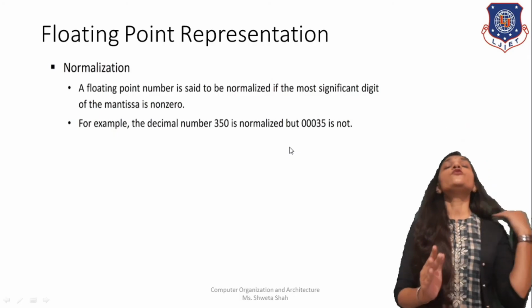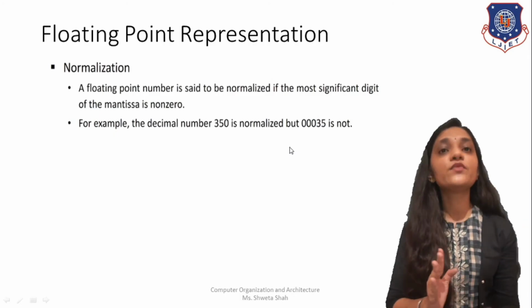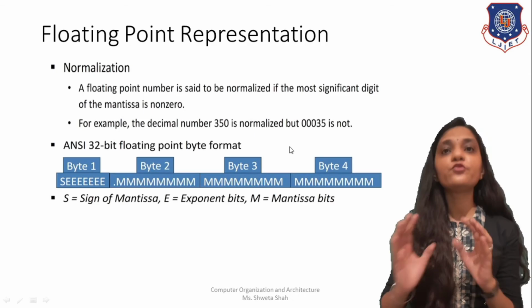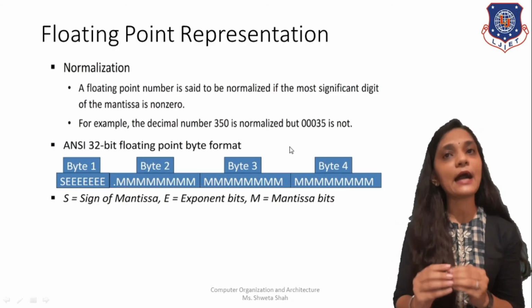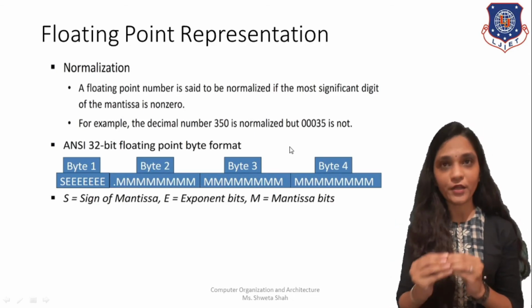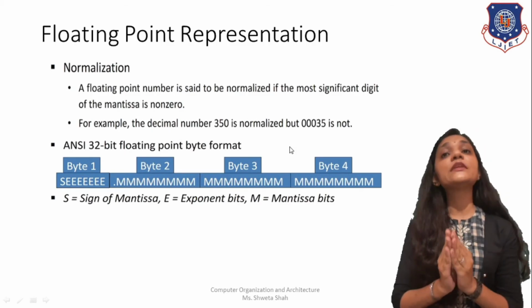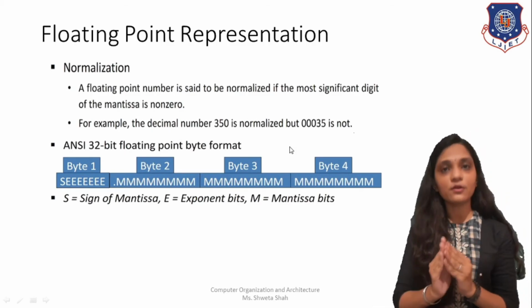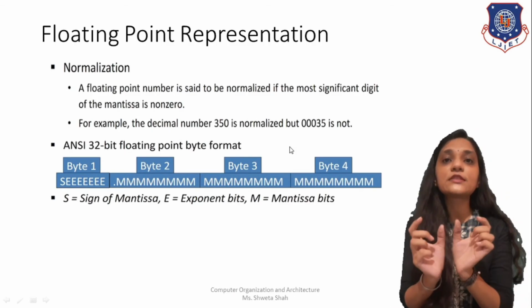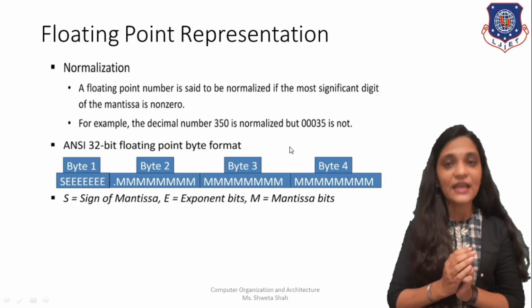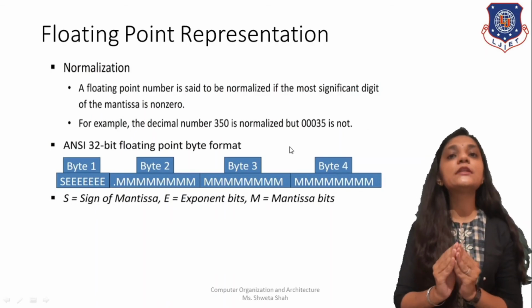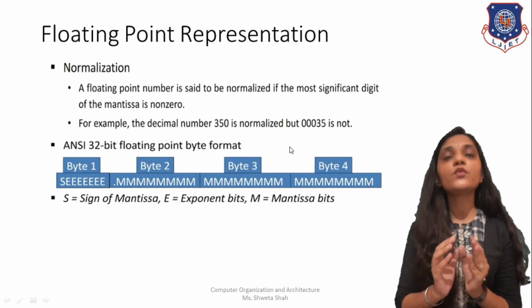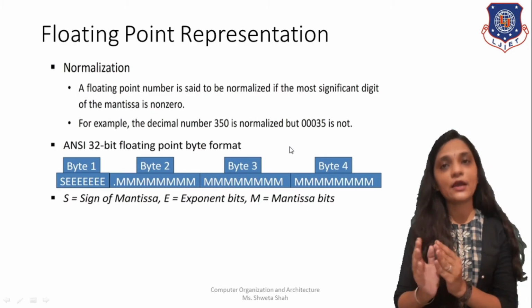Okay, so for floating point representation we have a fixed format that is known as the ANSI 32-bit floating point format. In this we will represent each and every number in the format of 32 bits. And in this 32-bit representation we have a meaning for each and every byte.